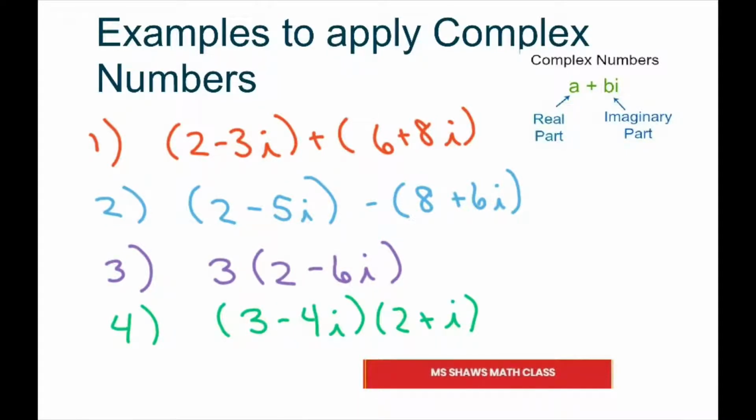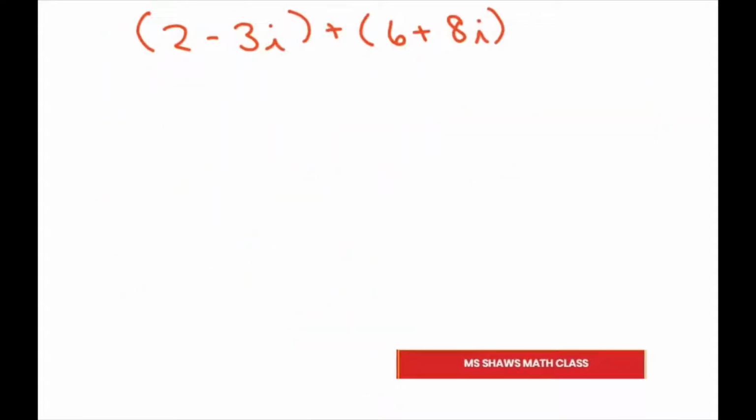Hey everyone, we're going to do 4 examples that apply to complex numbers. And just remember that in complex numbers, we have an A component and a B component. The A component is the real part, and the B is the constant to the imaginary part. So this is the imaginary part. All right, and these are the 4 problems we're going to do. So we'll start with the first one.